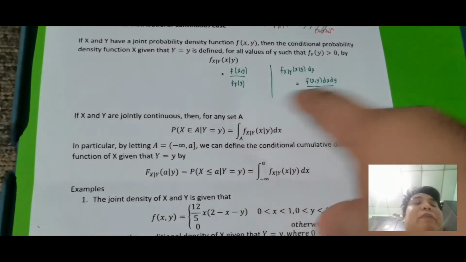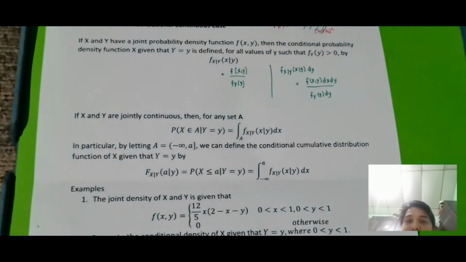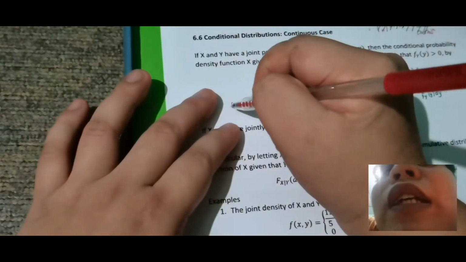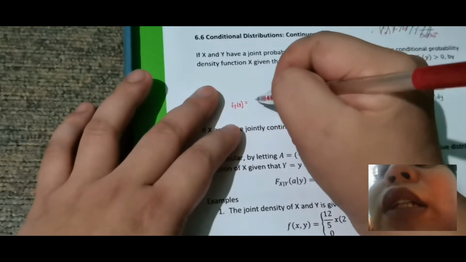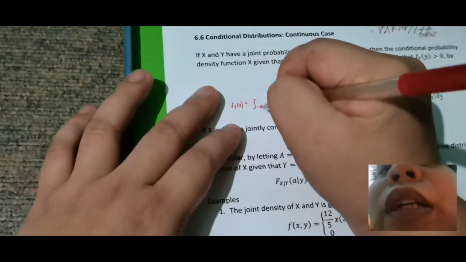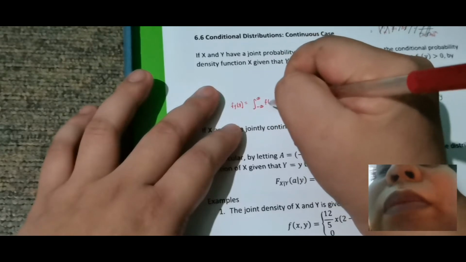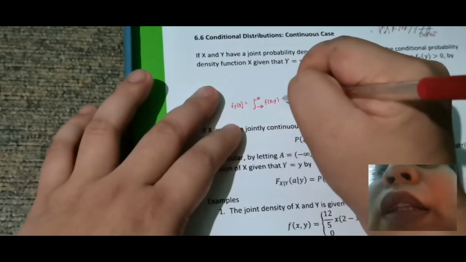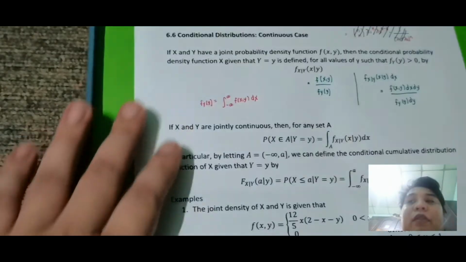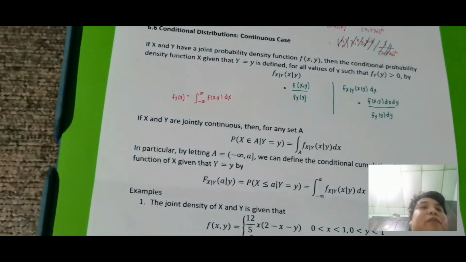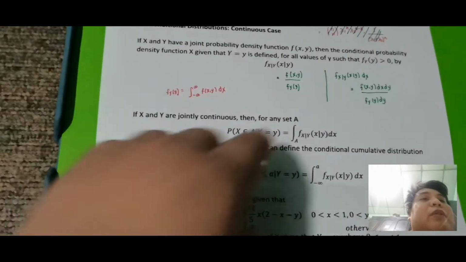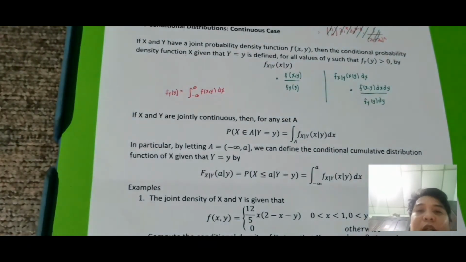So, meron kasing formula f sub y of y. So, kung naaalala mo, ano ba yung formula ng f sub y of y? Sabihin ko na lang din. Yung f sub y of y, kung naaalala mo sa marginal probability, this is just equal sa integral from negative infinity up to infinity ng f of x comma y dx. Okay, so ayan yung kanyang marginal probability. Okay, so ibig sabihin, pag kinuha natin yan, ito yung gagamitin natin na formula.